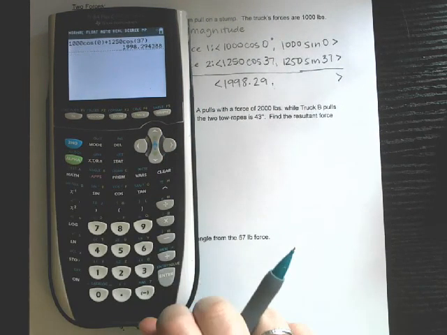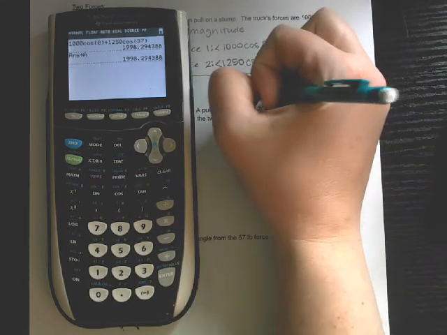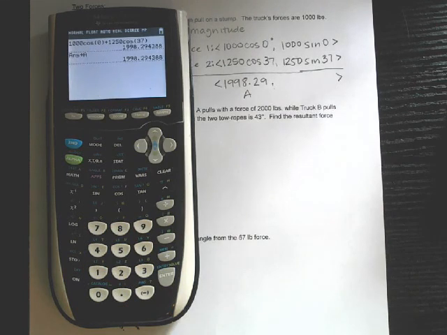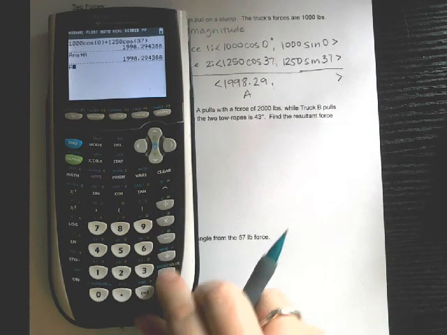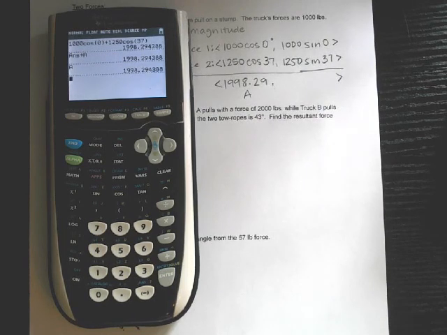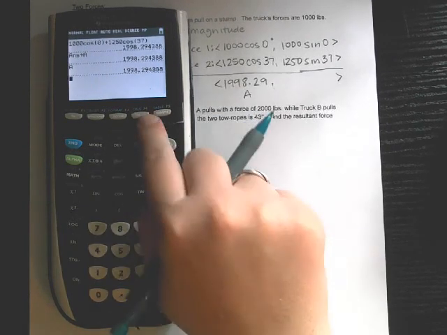So if I want to store this, I would just hit alpha and then whatever letter you want. I'm just going to pick A. So this is going to be stored as alpha A. And now anytime I hit alpha A, that answer will be recalled and it would be the whole decimal, so I don't have to worry about typing the whole thing in.